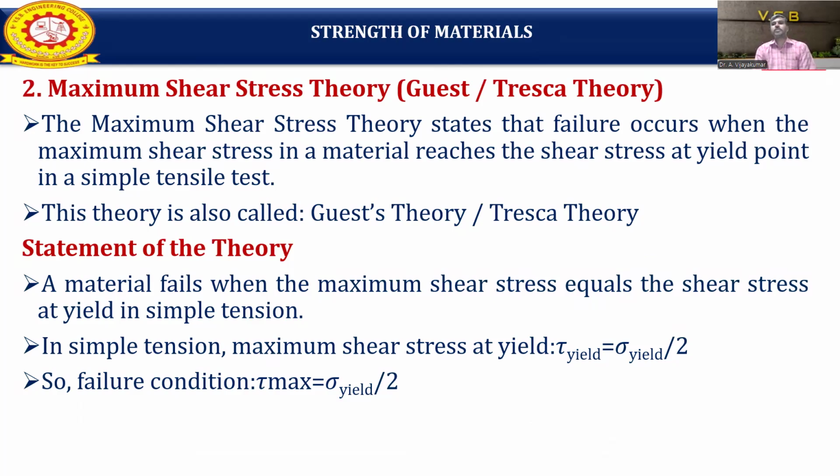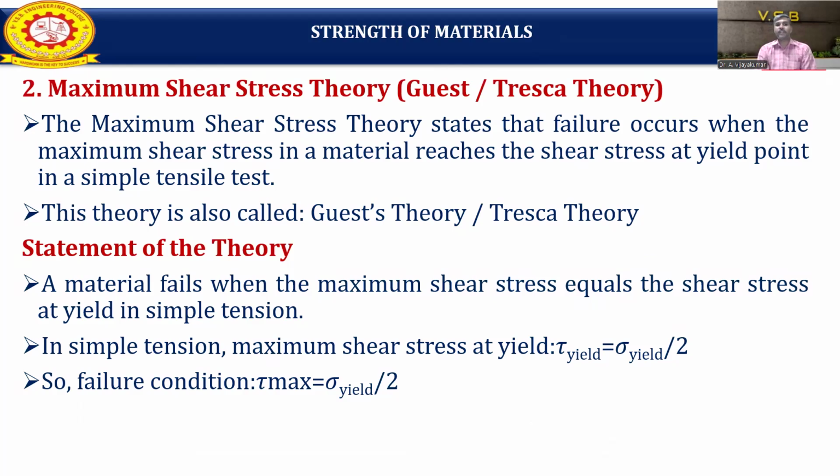So maximum shear stress theory is also called the Guest theory or the Tresca theory. The statement says that a material fails when the maximum shear stress equals the shear stress at yielding in simple tension. Then we can use the maximum shear stress theory.